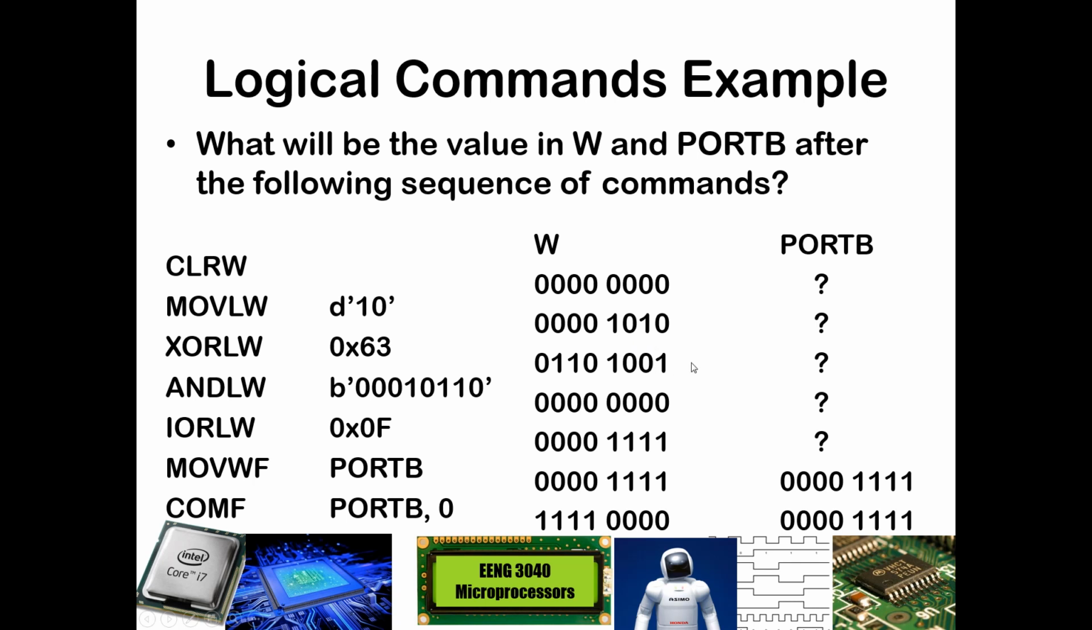And now we're doing an AND, a literal with W, and in this case we're specifying a binary value. And so in this case we bitwise do this with what we had in W before. So 0 ANDed with 0 gives us 0. 0 ANDed with 1 gives us 0. 0 ANDed with 1 gives us 0. 1 ANDed with 0 gives us 0. 0 ANDed with 1 gives us 0. 1 ANDed with 0 still gets 0, and 0 ANDed with 1. In this case, all of our values went to 0.